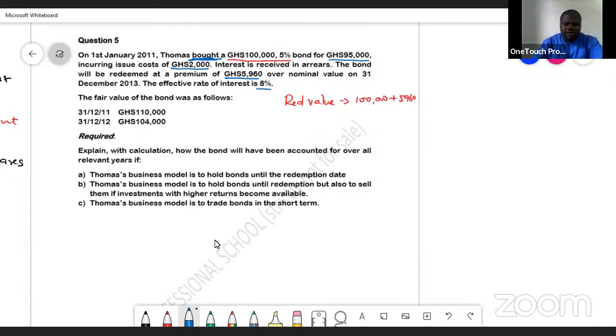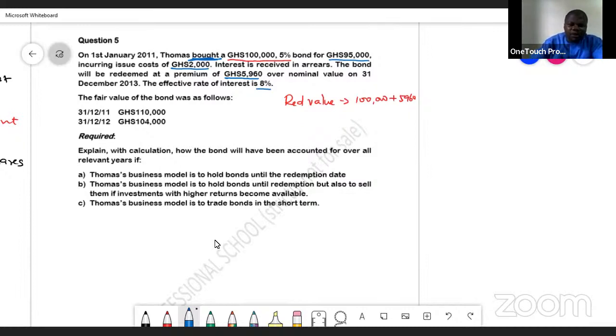So let's take the first one. If Thomas decides to hold the bond until redemption date, you see that the bond pays interest and then there's a capital amount. And their intention is to keep it until maturity. So it becomes a financial asset at amortized cost, because the business model objective is only to keep. Thomas has no intention of selling the asset before the redemption date.